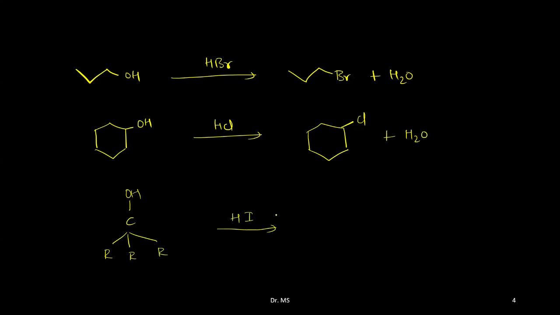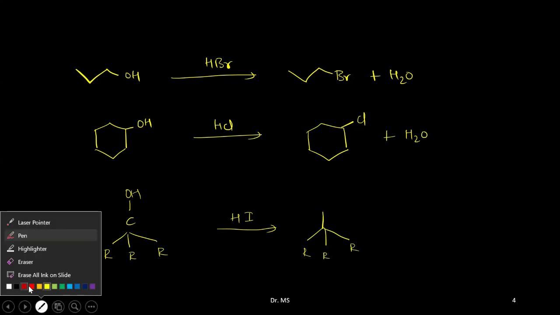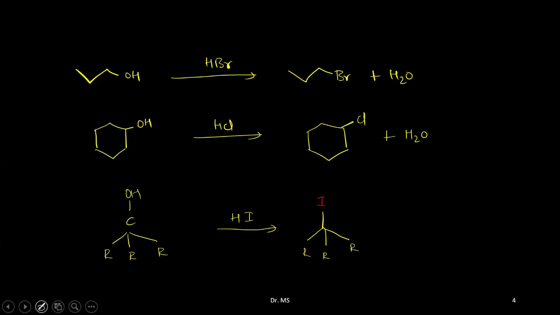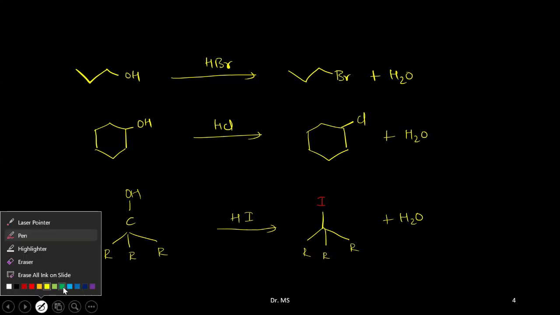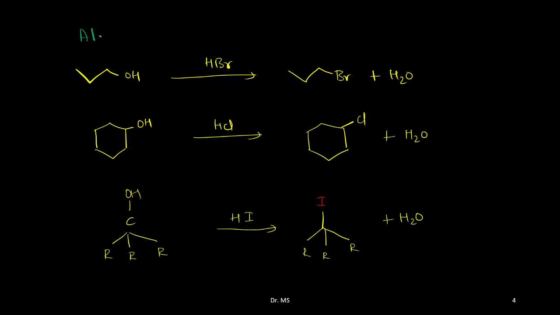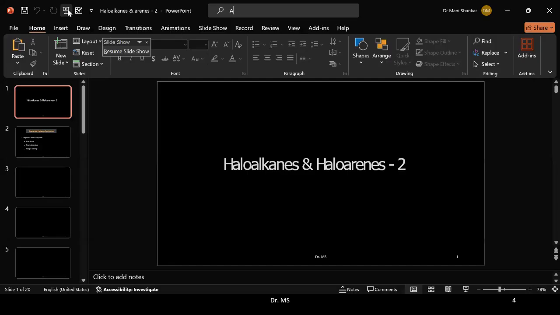In presence of hydrogen iodide, plus water. So these are the few examples of how we are converting the alcohol into alkyl halides. On my left side, we have alcohols. On my right side, we have alkyl halides.